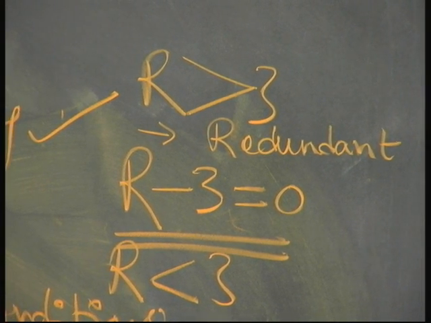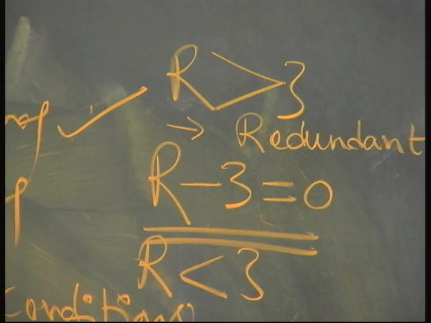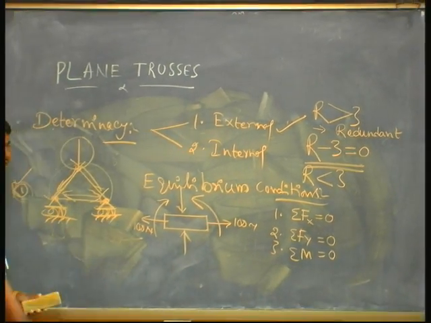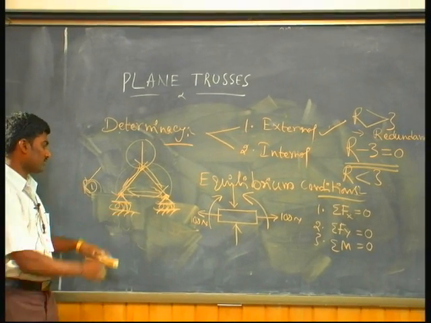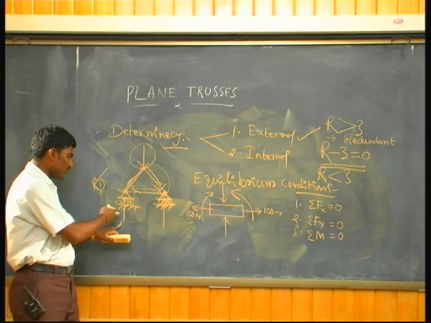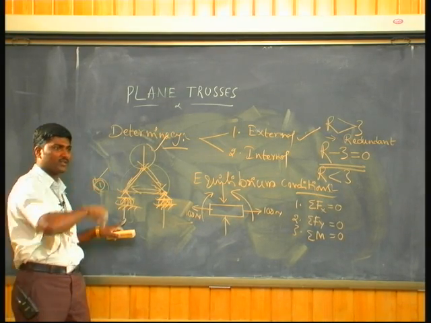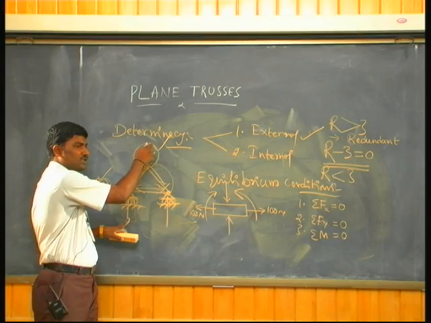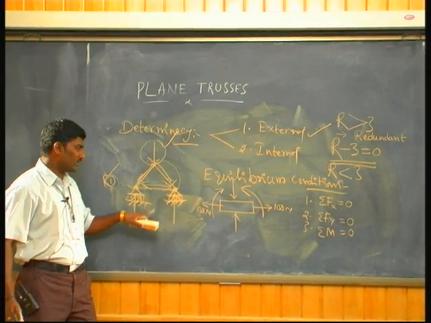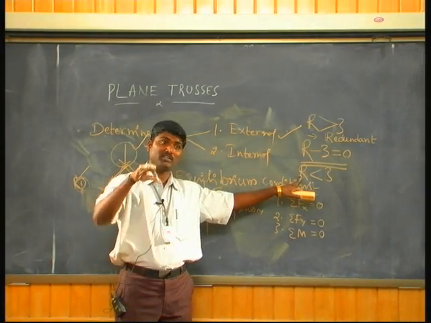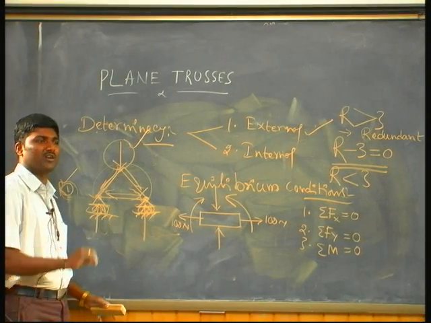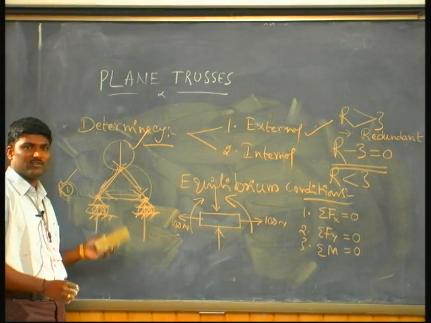how can we have 2 reactions? By just providing 2 rollers. If I provide 2 rollers, now the reactions are only 2, my unknowns are 2. I do not know this force, I do not know this force, but I know this one, which is applied by me. So I have 2 reactions only, but I have 3 equations to solve. So this truss can be solved, but let us check the stability of this one.